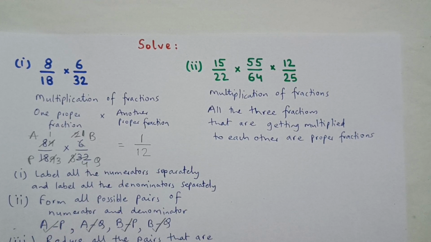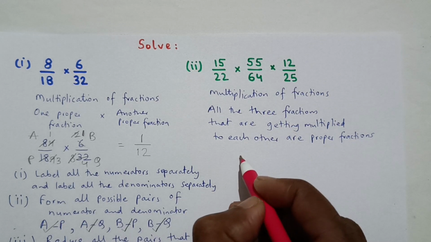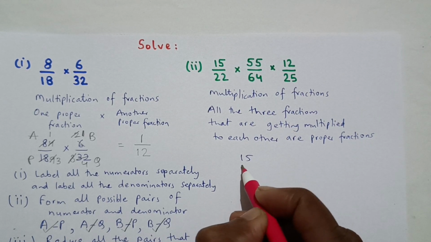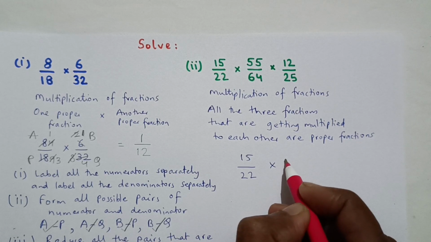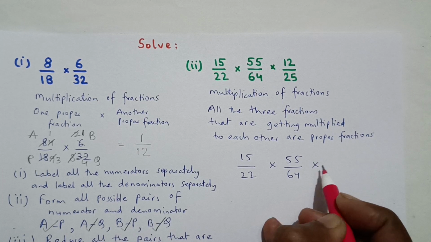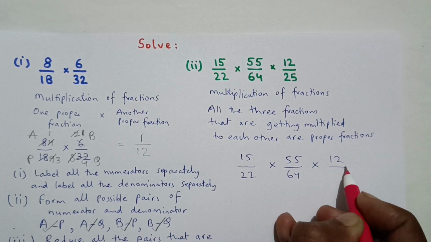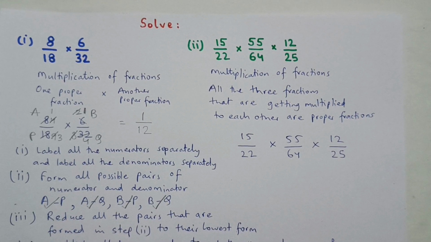Now let me write down this question again. So 15 by 22 multiplied to 55 by 64 multiplied to 12 by 25. So what is step number 1? Step number 1 is label all the numerators separately and label all the denominators separately.